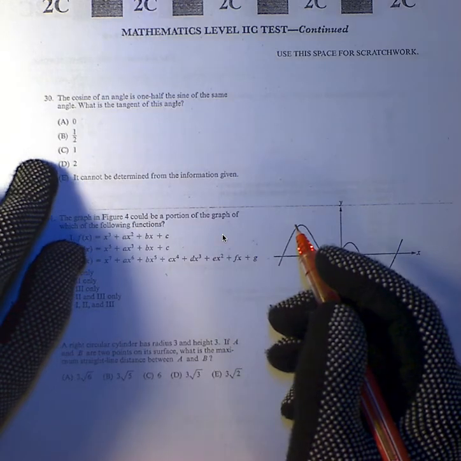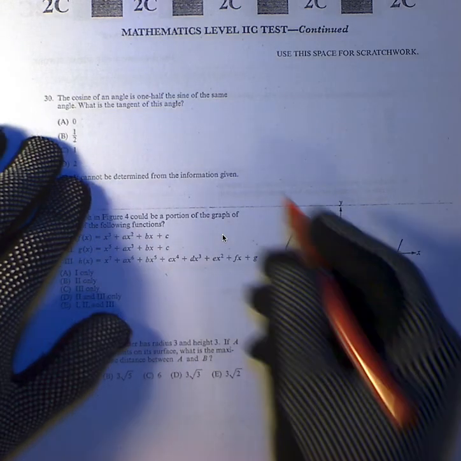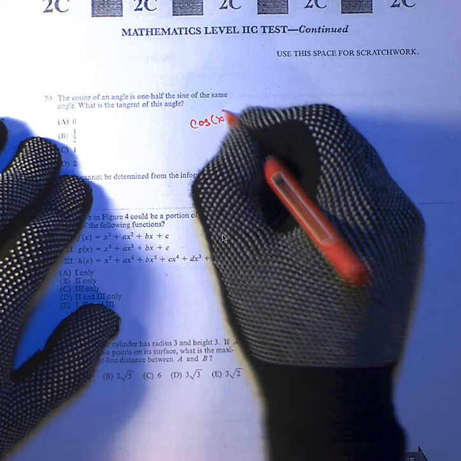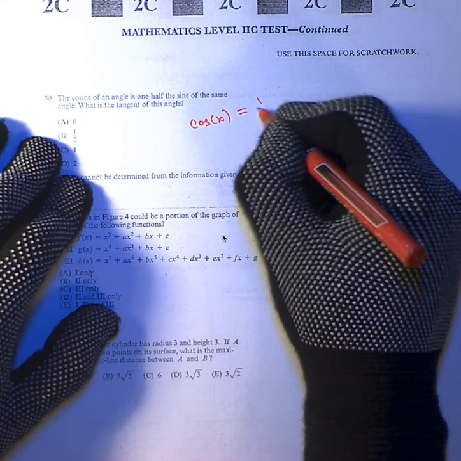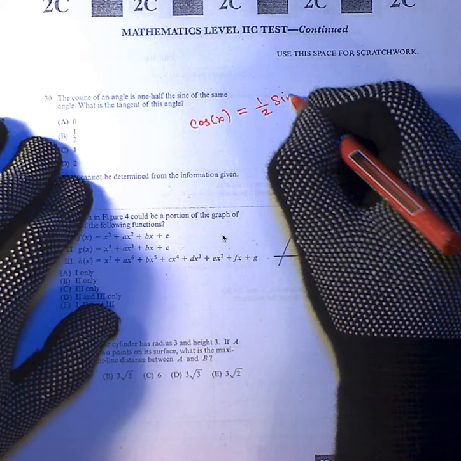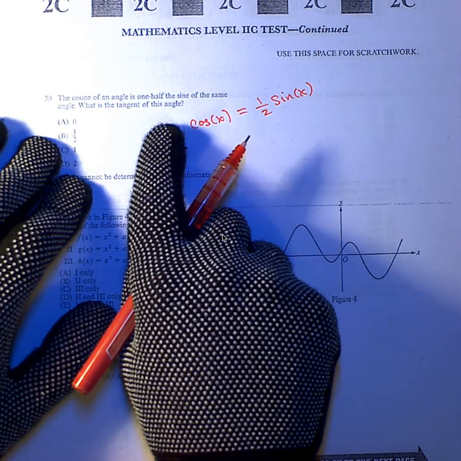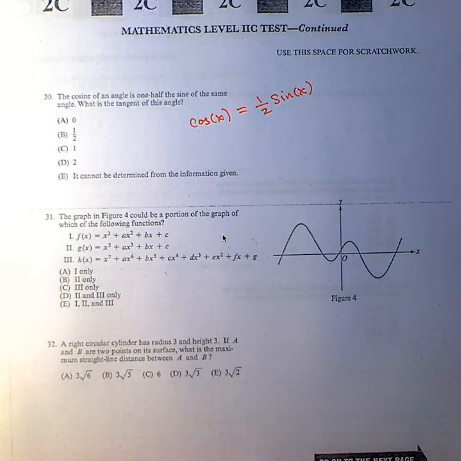on question 30. So on question 30, it says that the cosine of an angle, so let's say the angle is x, so we have cosine of x is equal to 1/2 of the sine of the angle, so 1/2 sine x, and they're asking us for the tangent of the angle, and we know that tangent is sine over cosine, so we just need to get there. And how do we get there?